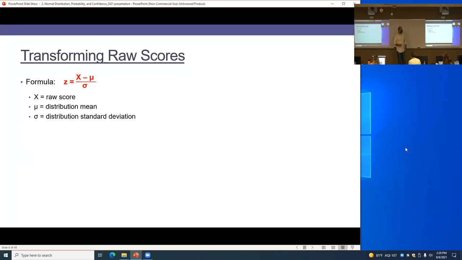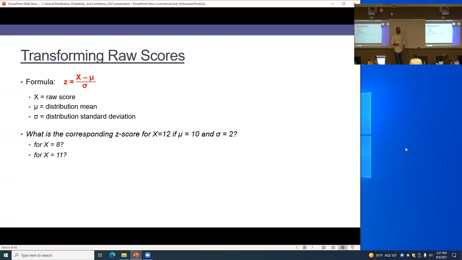So the formula for transforming raw scores to z-scores is pretty easy, straightforward, simple algebra. Z is equal to your raw score minus the mean of the distribution, over the standard deviation. One thing: make sure that your X score always goes first. You're always subtracting the mean from your raw score. If you switch it around, you're going to get negatives when things are positive and positives when things are negative. Technically you could do it, but you're going to flip everything around and make it hard to understand. So always take the raw score, subtract the mean, and that's going to give you your z-score.